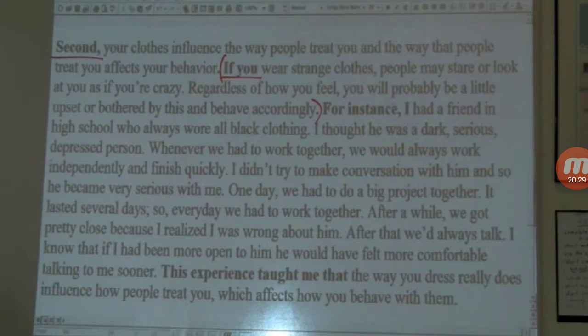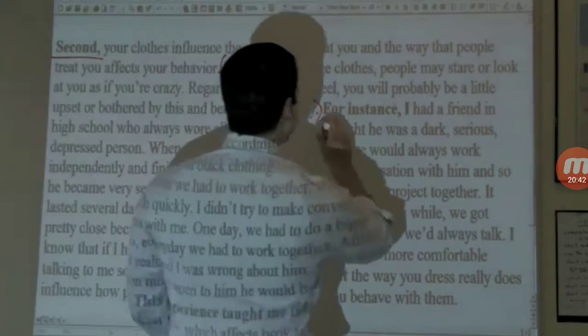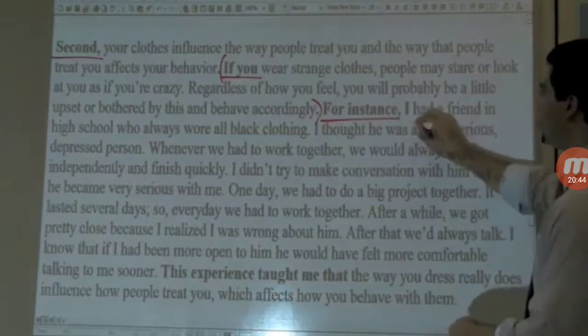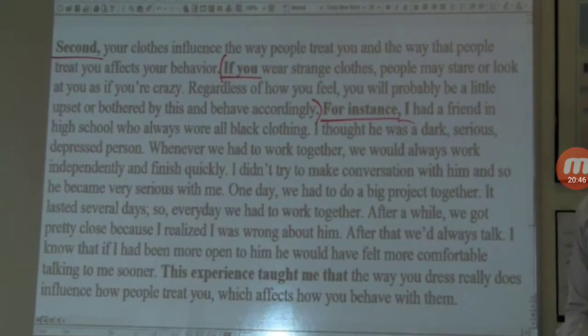If you wear strange clothes, people may stare at you and think you're crazy, and however you may be feeling at that moment, people look at you crazy, maybe you get a little upset, you don't like it, it affects your behavior. Then I give a specific example. For instance, remember the easy way is to draw on personal references, but if you can draw on something you read in the newspaper or anything like that, it's a better habit, stronger essay.